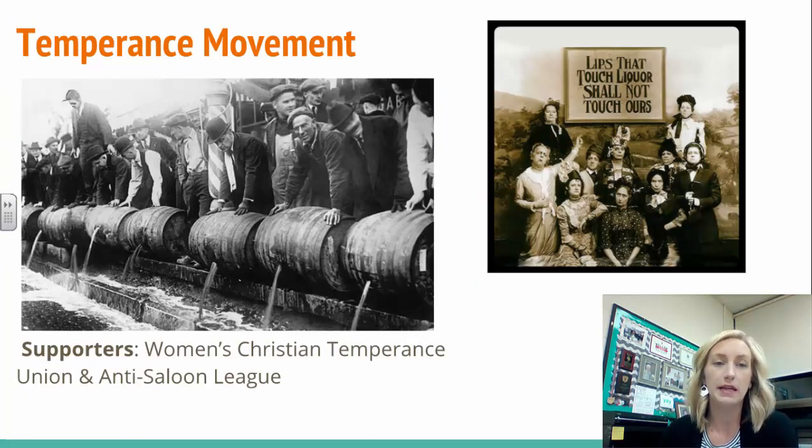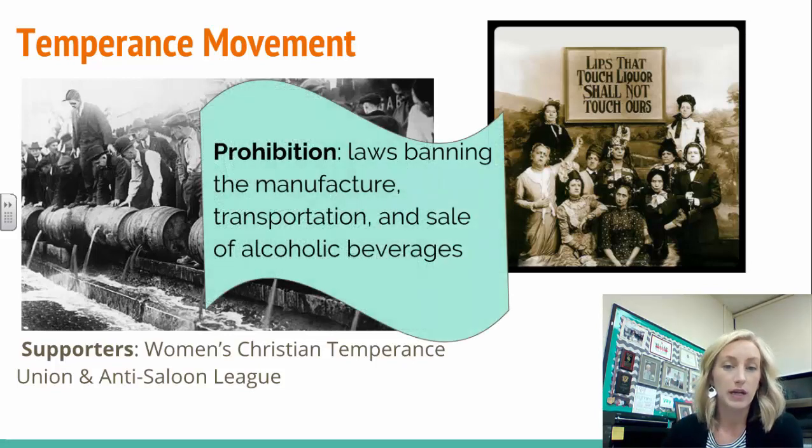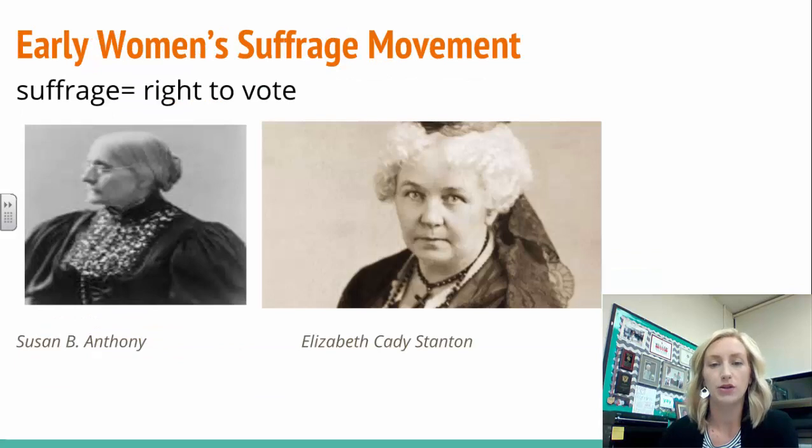The first one, let's focus on the 18th Amendment, which was fueled by the temperance movement. The temperance movement is what gives us prohibition, which was the amendment to the Constitution to prohibit alcohol. So prohibition being laws banning the manufacture, transportation, and sale of alcoholic beverages. The groups that supported this included the Women's Christian Temperance Union and the Anti-Saloon League. They had been around for quite some time and finally resulted in prohibition.